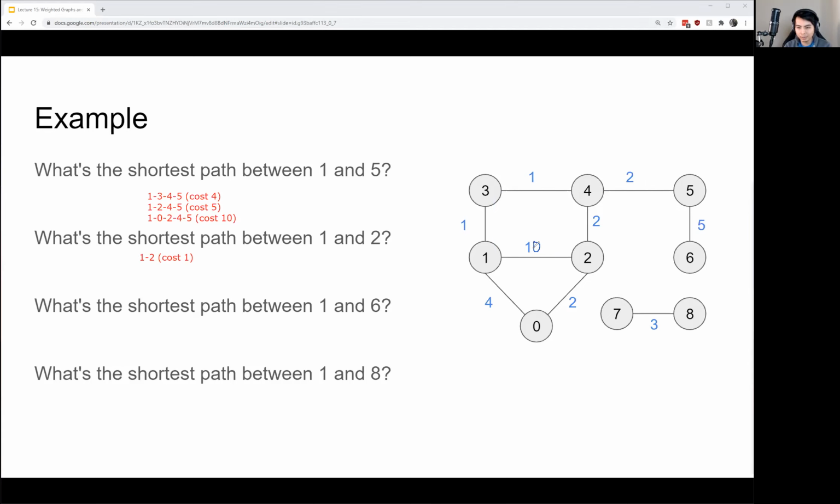If that's the case, what's the cost? What's the new path if this was 10 instead of 1 to get from 1 to 2? What would be the shortest path there? I'll give you 10 seconds. Just think about it for a second. Okay, or type it into chat.